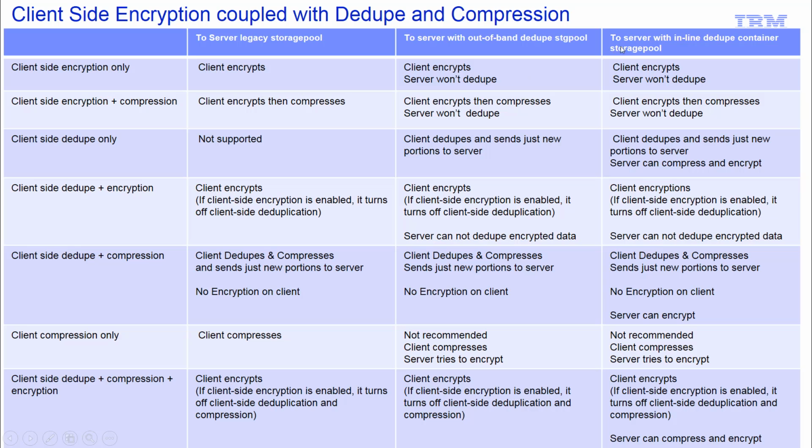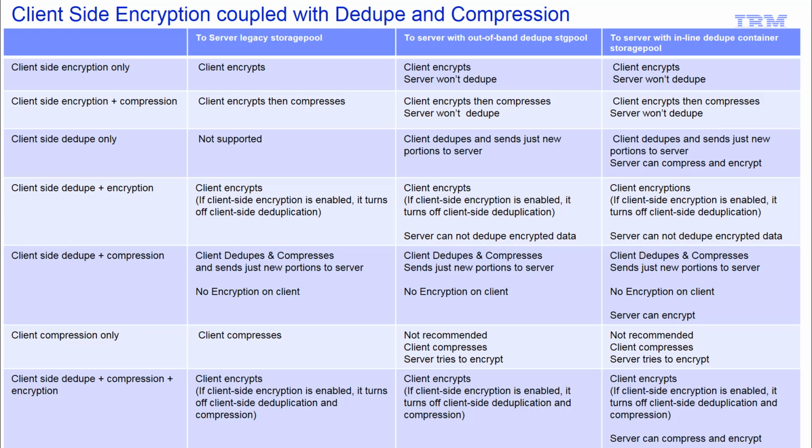So if you encrypt on the client side, it will not be deduped on the server side. Likewise, if client-side encryption is turned on and you try to turn on client-side dedupe, your client will only encrypt that file. It will not dedupe it and then encrypt it and then send it across. It will only encrypt it. So client-side encryption overrides any type of dedupe.